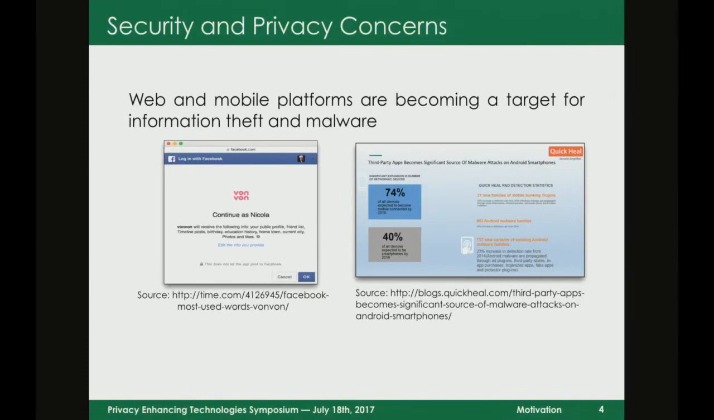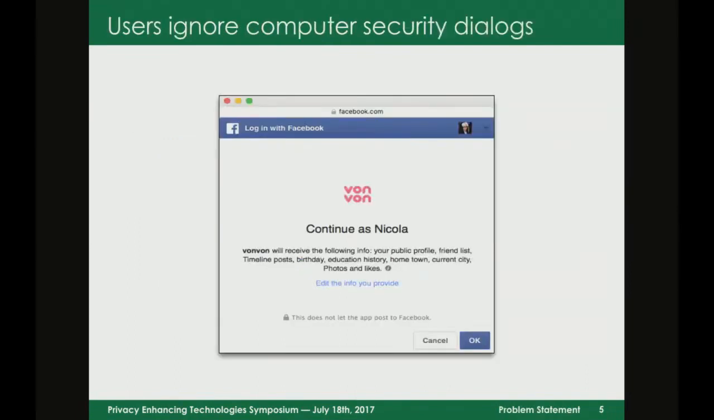Similarly, there has been a rise in malware attacks on Android applications. A majority of these malware attacks have been owed to the download of third-party applications. Paying attention to the permissions is actually the first step in assessing the risks involved with a third-party application. Research has shown that users do not pay attention to security communications such as alerts and warnings. Similar is the case with these third-party application authorization dialogs.